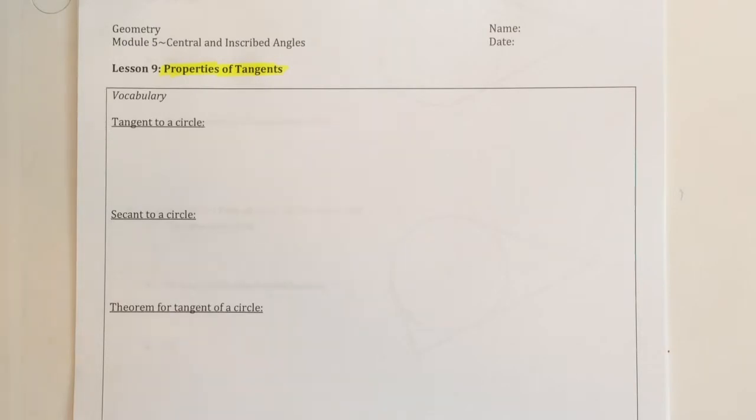Now, when we start looking at tangents, first we will start looking at some vocab and understand what a tangent is, what a secant is, and other theorems that are related to tangents of a circle. So let's start with the definitions of tangents and secants.